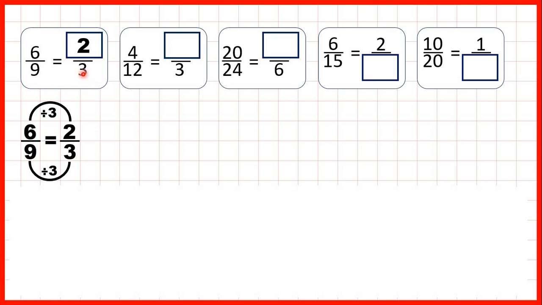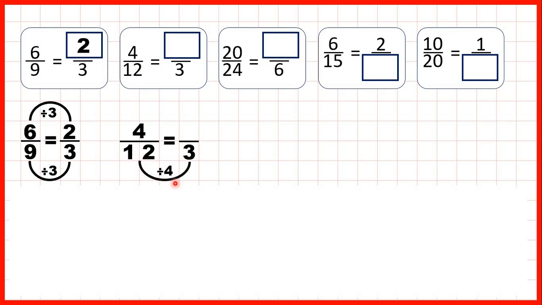And what we've done here is called simplifying the fraction. So the fraction is still equivalent, it still has the same value, but it uses smaller numbers. Now, 4/12 is equivalent to how many thirds? Again, we need to use division.